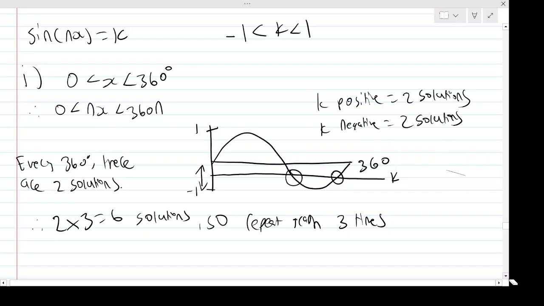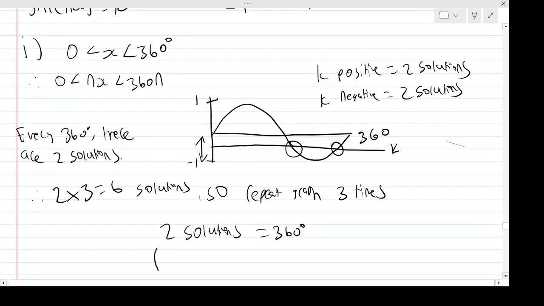But hopefully you notice that if we're repeating it 3 times to get 6 solutions, because 2 solutions is 360. Think of it like this, right? 2 solutions is in 360 degrees. So therefore, 6 solutions, if I times by 3, what angles do we need to consider? 360 times 3 is 1080. So there are 6 solutions when we go to 1080 degrees.